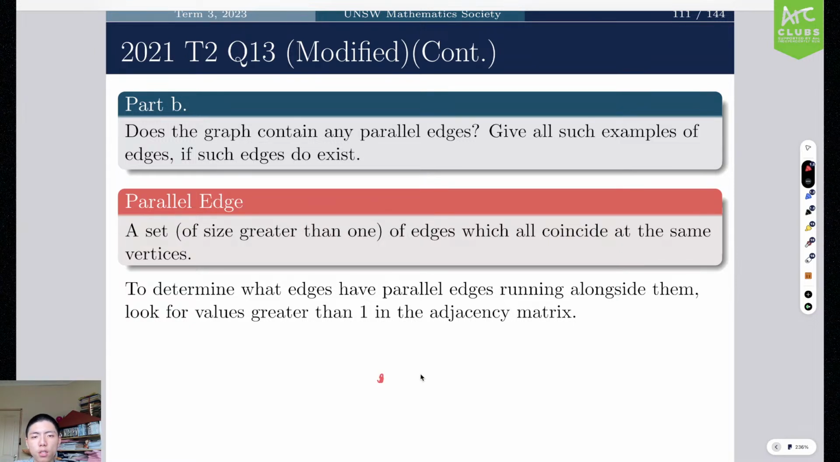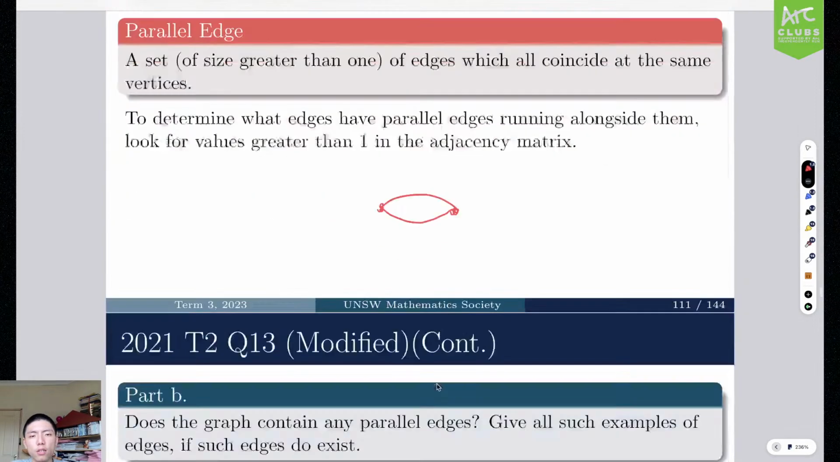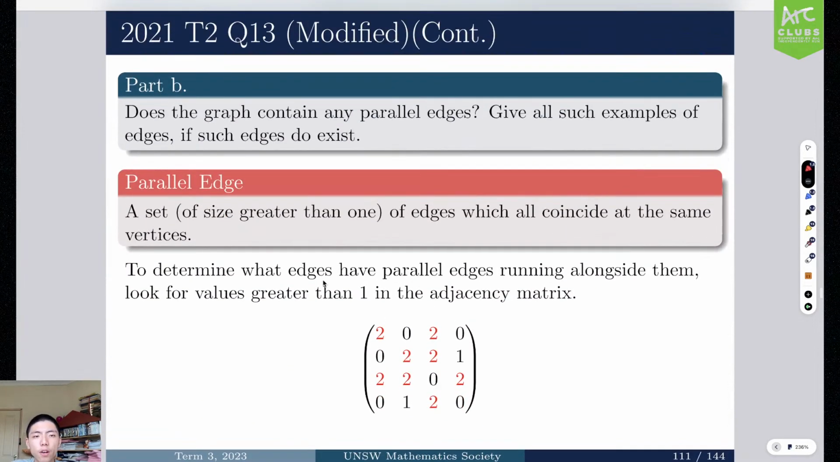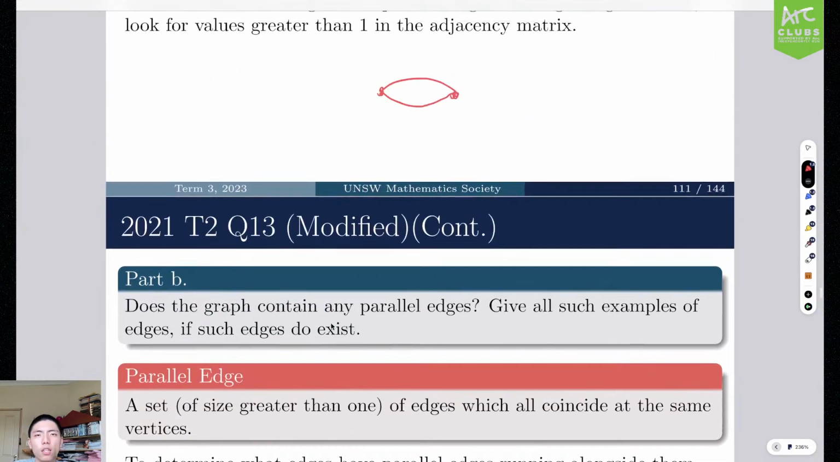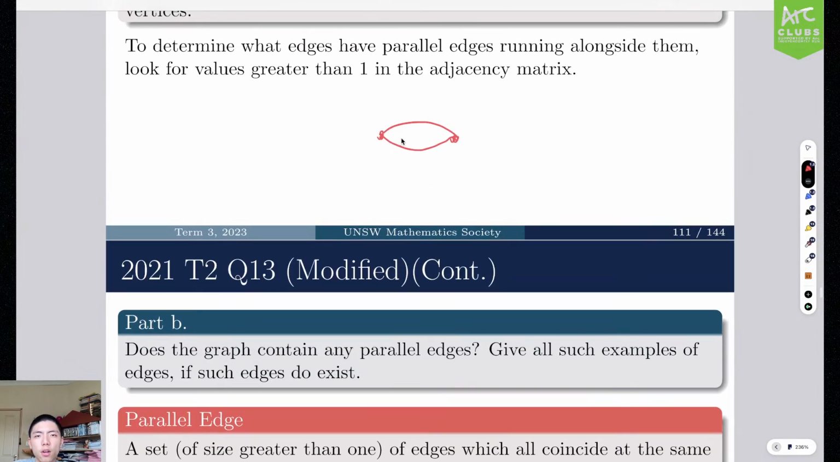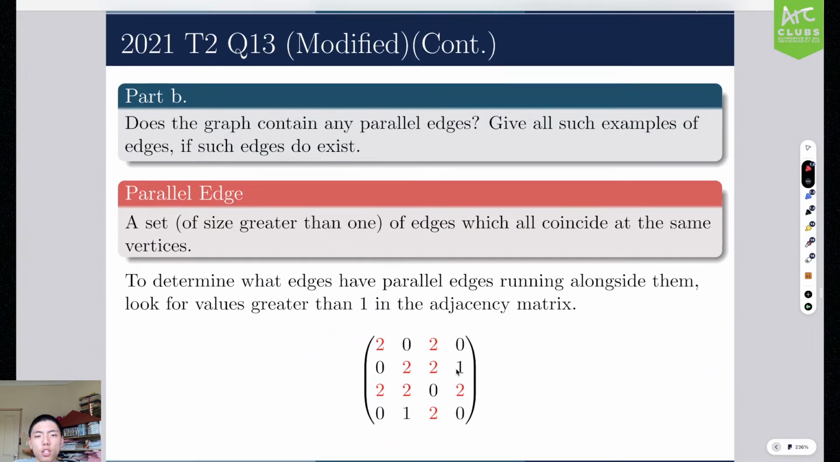Parallel edges would be, like I drew before, something that looks like this. So there are 2 different edges that you can traverse to go from one node to the next. To figure out which have parallel edges, all you need to do is look for the values that are greater than 1. Because if it is equal to 0, there is no edge that connects those 2 points, and if it is equal to 1, there is only one edge that connects the 2. So parallel edges require something that looks at least like this. You could have more if the numbers were larger. So you just look at the ones in here that are larger than 1.